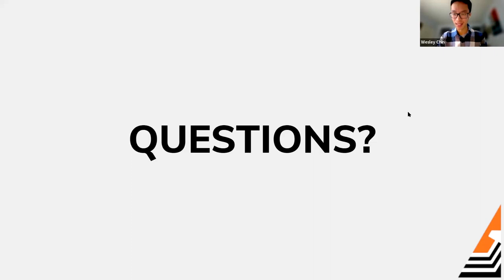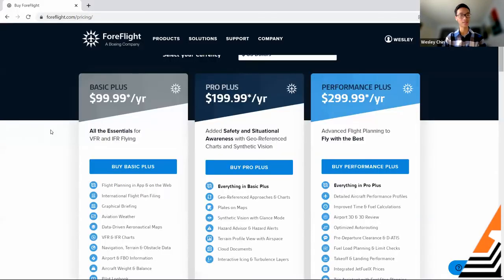All right. And Viet asked, what are the costs of ForeFlight? Okay. So I'm going to pull up the link to their subscription and pricing, and we're going to send that in the main chat over here. They have three different options: Basic Plus, Pro Plus, and Performance Plus. For private pilot VFR stuff, you're going to be totally fine with the Basic Plus, but for instrument and so on, I would probably recommend getting one of the higher ones.